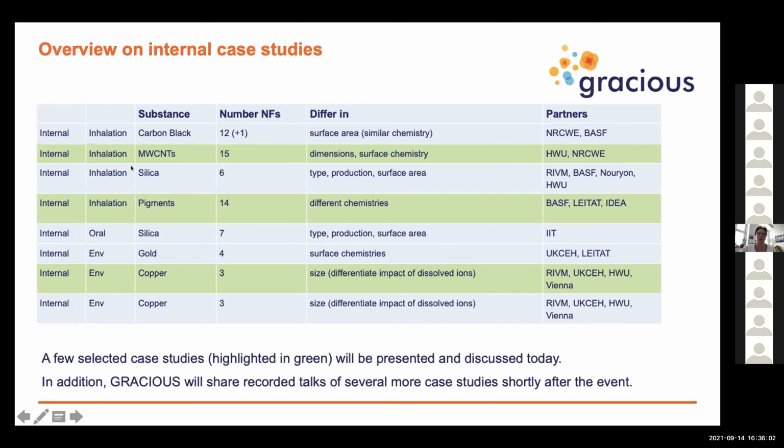And you see there were quite some more on the inhalation route, having carbon black materials, silica. We had one covering the oral route, again with silica, and we had two other internal case studies on the environmental aspects, just to have the complete picture again. And currently we are preparing recordings, and the idea would be to make also the other case studies available alongside with the recordings of this workshop. So hopefully soon you will receive more information.